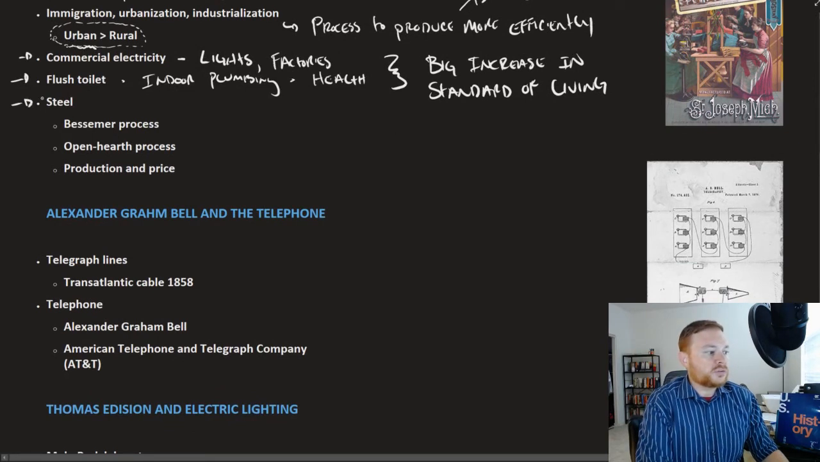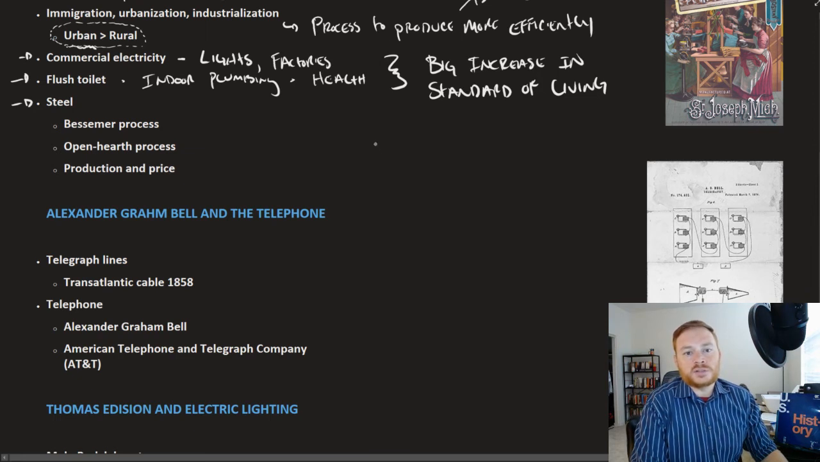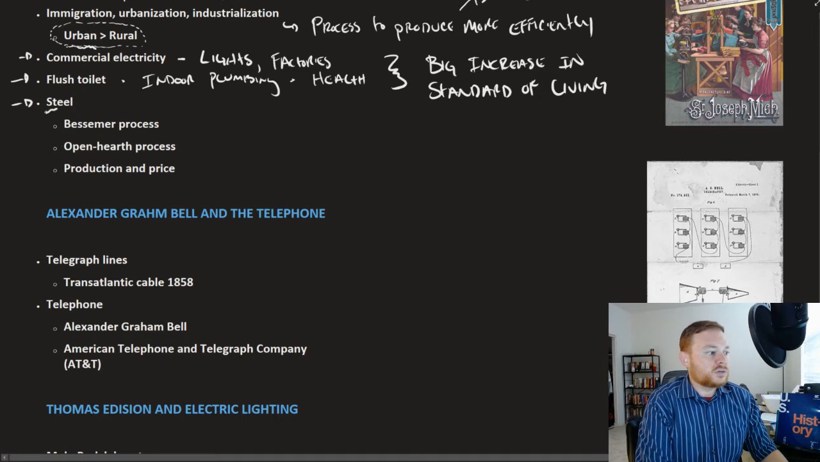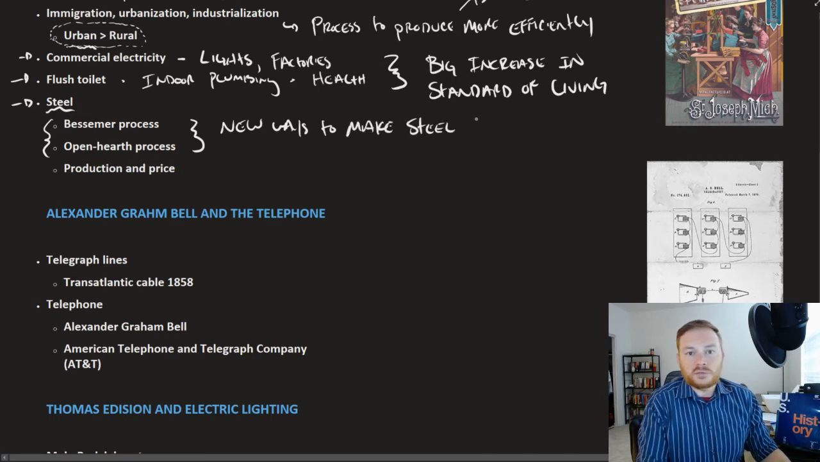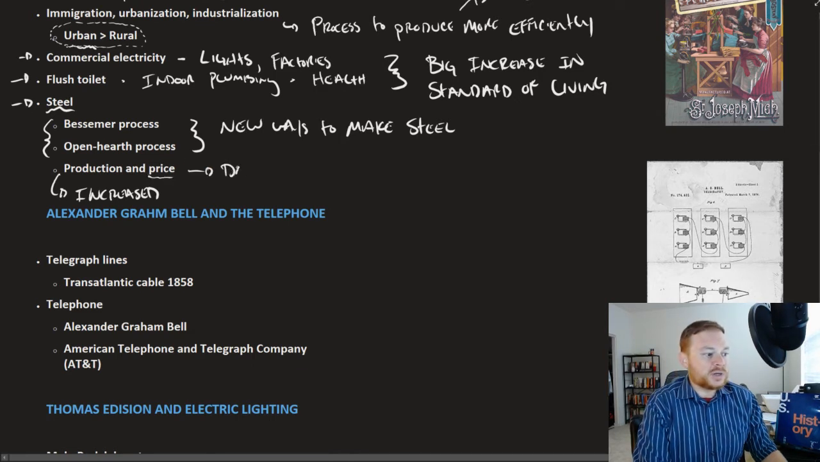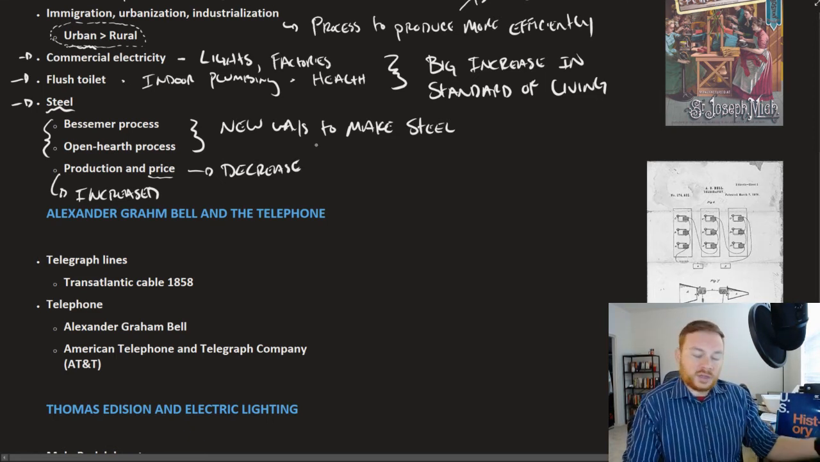There were also other inventions and innovations taking place in other sectors of the economy. So electricity, flush toilets, indoor plumbing, steel was a big one. Two new ways of making steel, so both the Bessemer process and the open hearth process are new ways to make steel. And steel was essentially used in everything from bridges to buildings to automobiles to trains, you name it, steel was used. And these new processes increased production. So much more steel was being produced in the United States and it actually lowered the price, right? So steel was stronger, it was cheaper, and there was a lot more of it thanks to some new innovative ways of creating it.